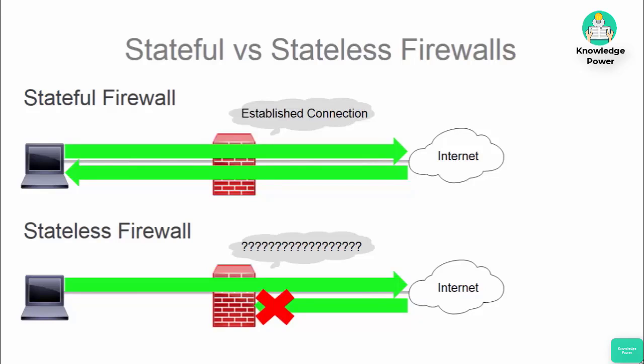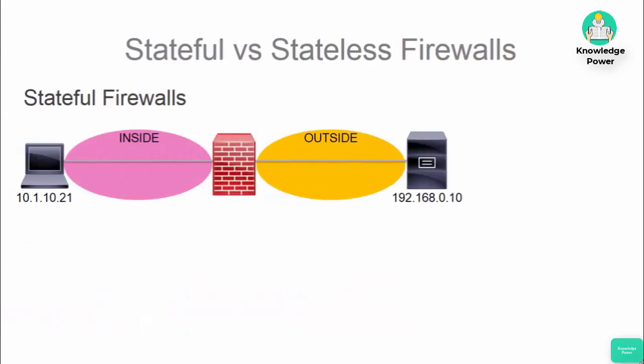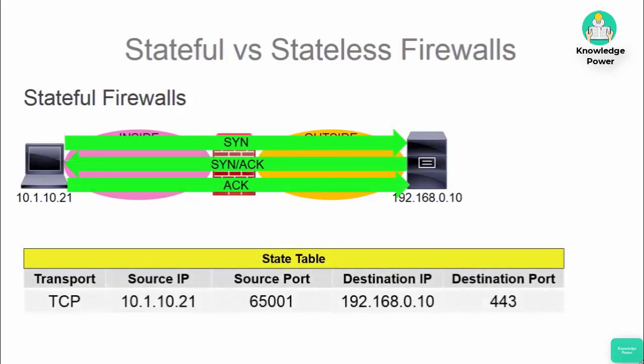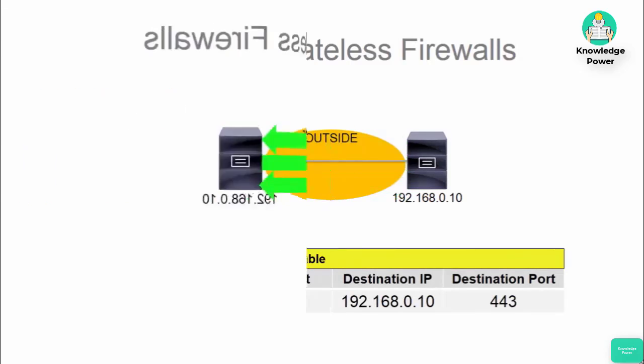This allows the firewall to permit or deny traffic based on whether a connection is established and where the traffic originates from. With firewalls, a TCP connection is considered to be established after the SYN, SYN-ACK, and ACK exchange is completed during the TCP three-way handshake.